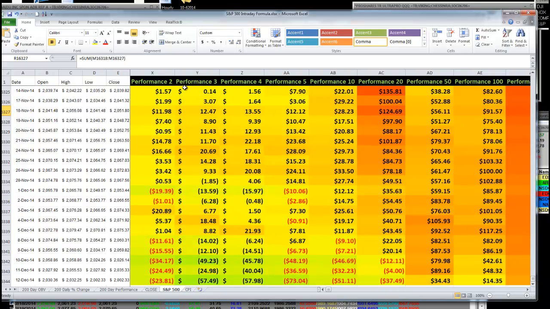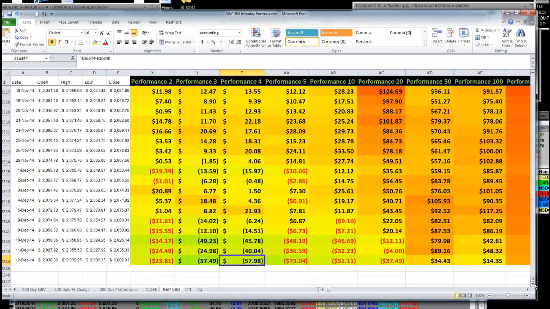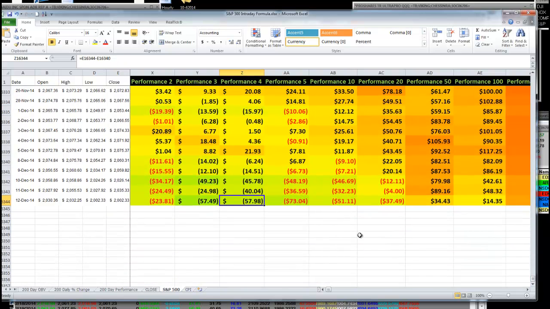But listen, these are the performances on the S&P. And when they get big brackets like they did down here on 77, it meant that there was going to be a turn. And it was. I mean, under a 5-day, it was minus 73 from the last pullback. And let's review the 12th.